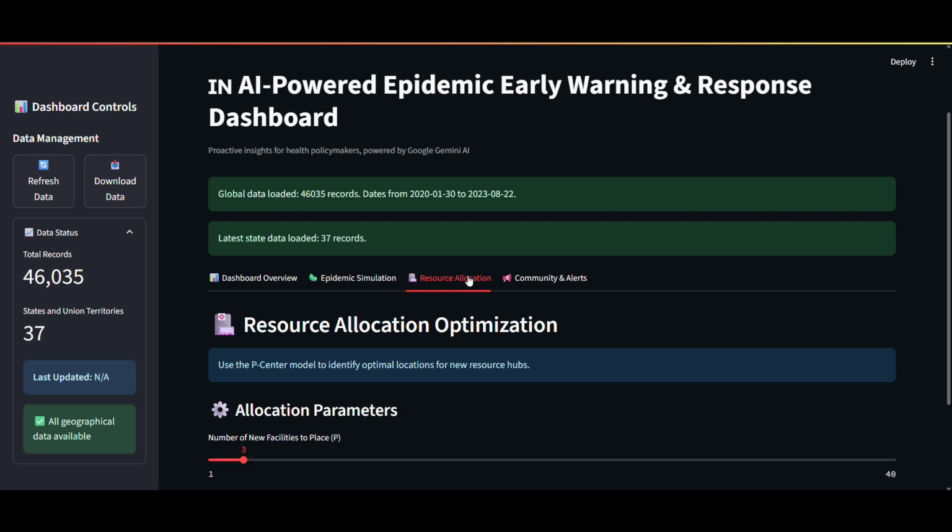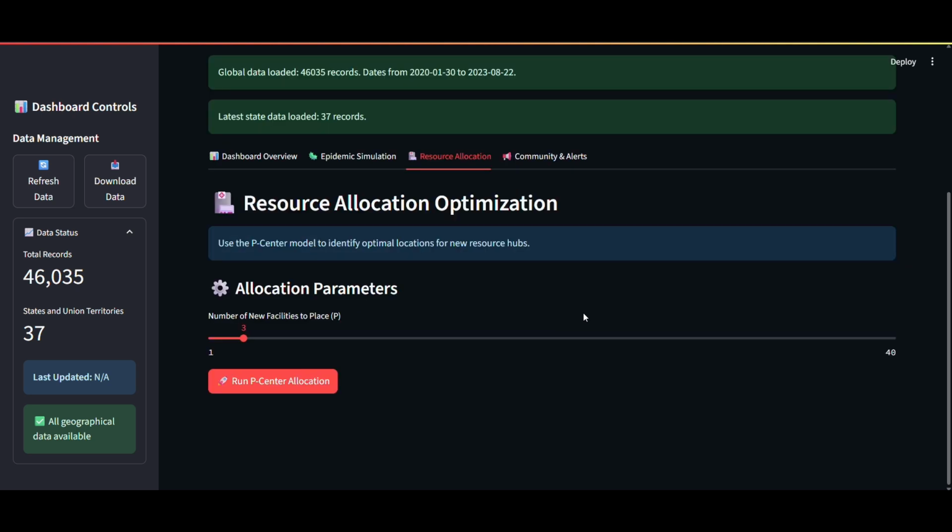Now we are on the resource allocation page, a game changer when it comes to planning healthcare infrastructure during an epidemic. This section uses the p-center model, a powerful mathematical optimization method. It helps us identify the best possible locations for new healthcare infrastructure such as testing centers, hospitals, or vaccine storage facilities based on the population distribution and the outbreak severity.